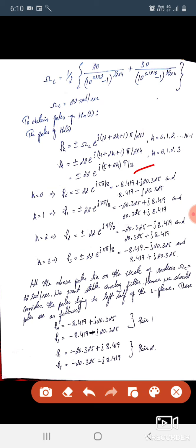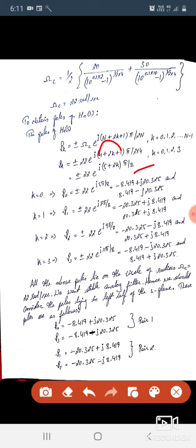as plus or minus 22 e raised to j (5 plus 2k) pi by 8. In your control systems also you are going to use similar problems, where you will be calculating the poles in a different way. The methods are going to be the same. There you are going to use a different way, and here also we are going to use a different one.